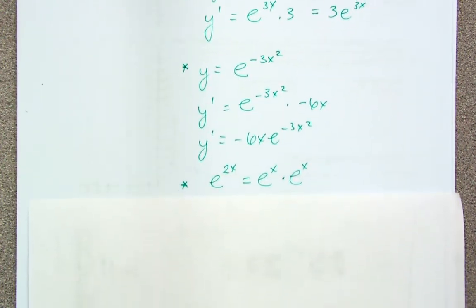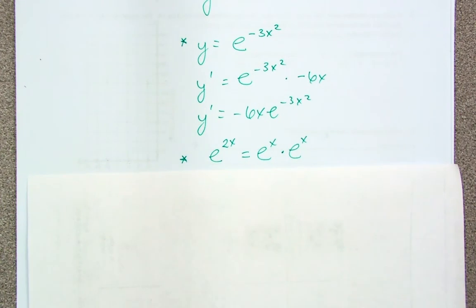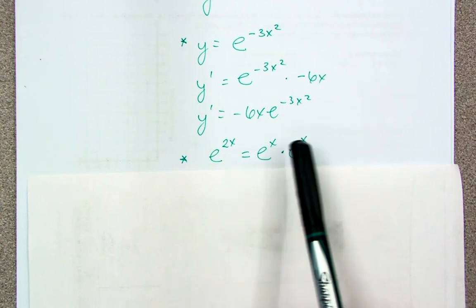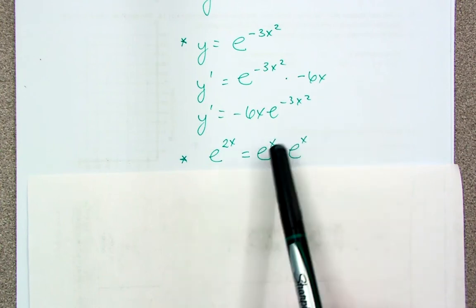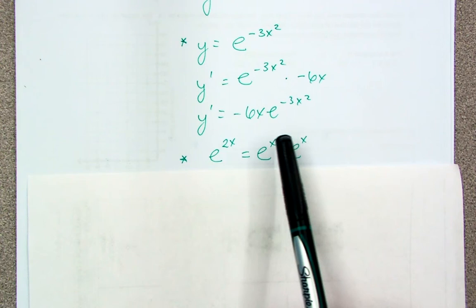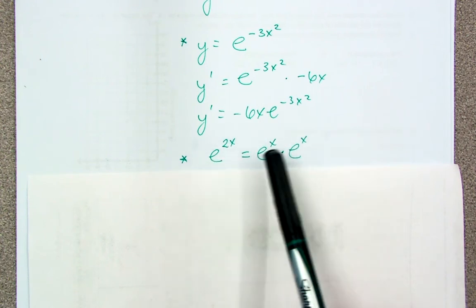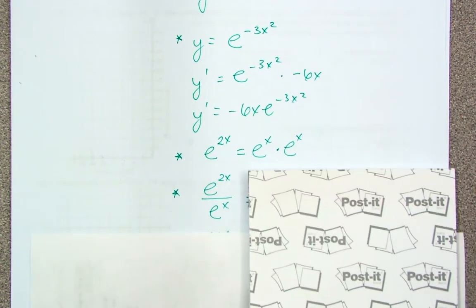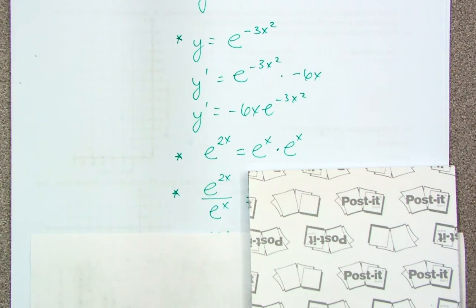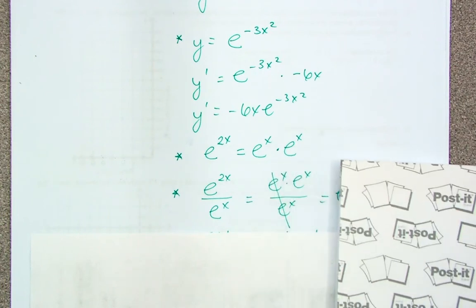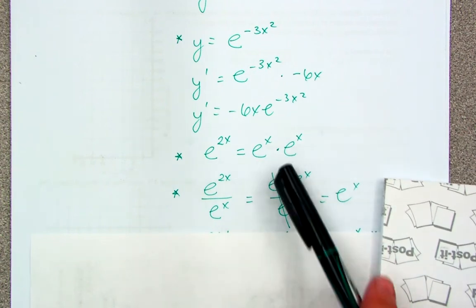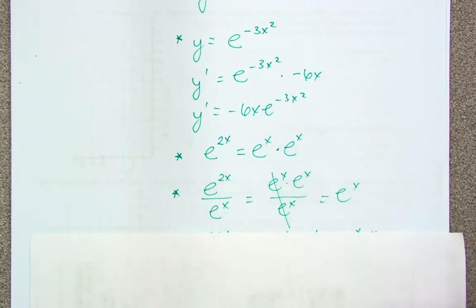Here's something else to remember. What does e to the 2x mean? Remember, when the bases are the same and it's multiplication, you add up the exponents. So e to the x times e to the x, well, x plus x is 2x. So e to the 2x means this. Let's look at something like e to the 2x over e to the x. That means e to the x times e to the x in the numerator over e to the x. I would cancel out one set, and that would simplify to e to the x.